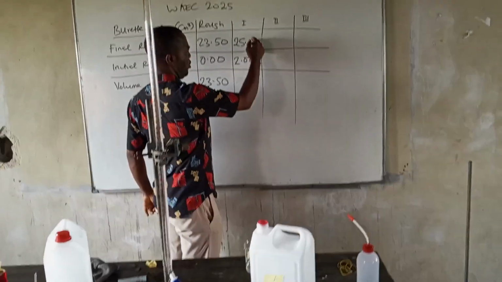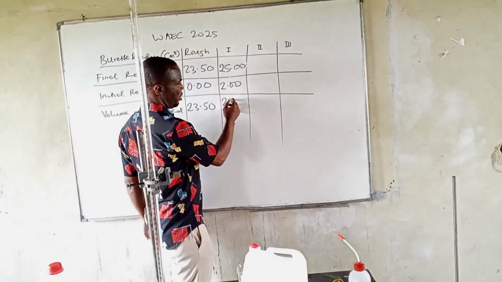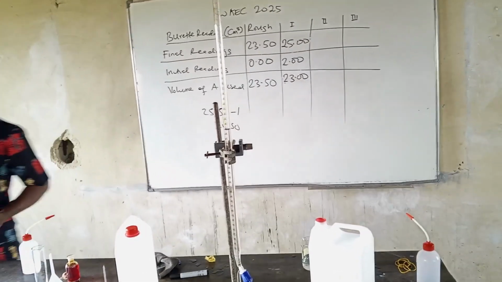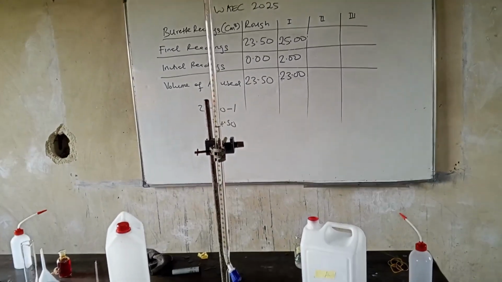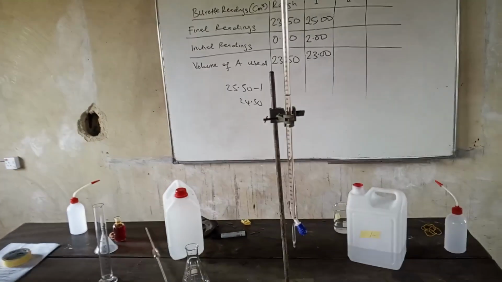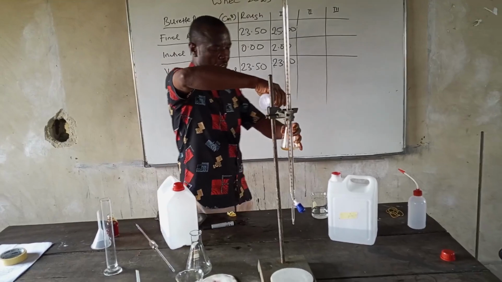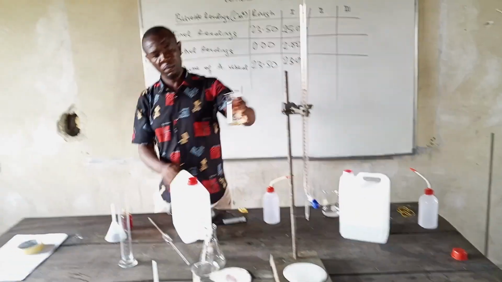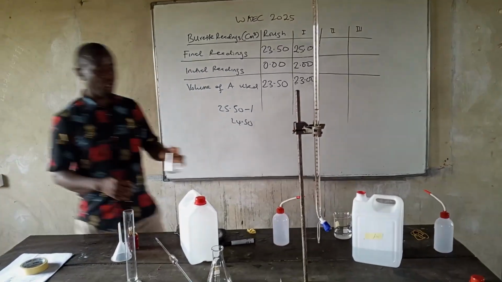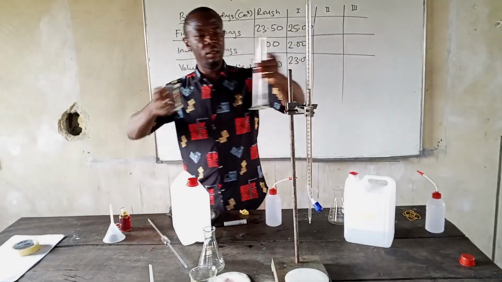So here we have 25.00. So what do you have? Are you following this? Yes. It's a very simple thing to do. So what I'll do now is I'll empty this mixture, rinse again with distilled water, then measure out 25 cm cube of the base again.